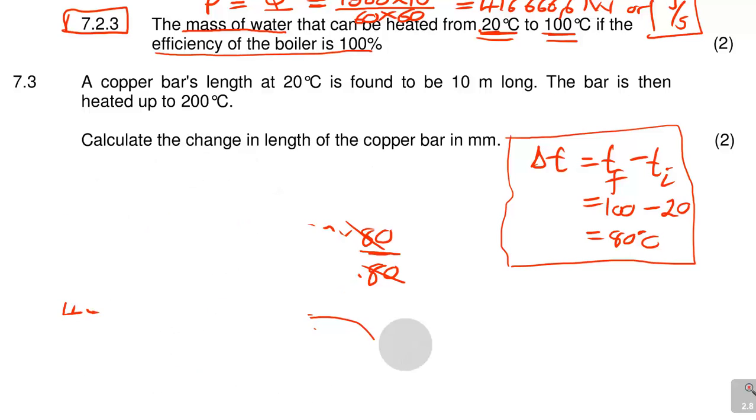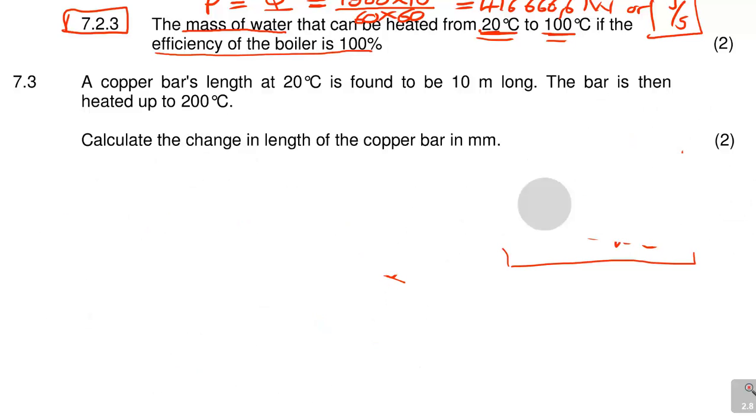Let's look at 7.3, which is the last question in this part, and then we call it a day. 7.3 says a copper bar's length at 20 degrees. See, copper bar's length. So this copper is very important to know. We are dealing with copper because copper has information such as the specific heat capacity, such as the coefficient of expansion. So every time they mention the name of the substance, mark that because it is very important for what you'll be answering.